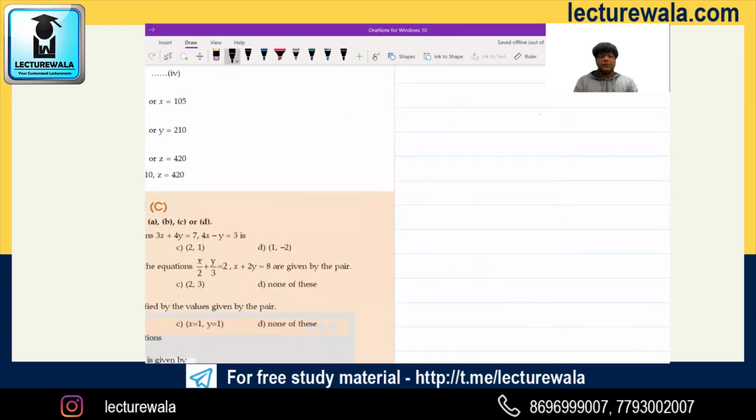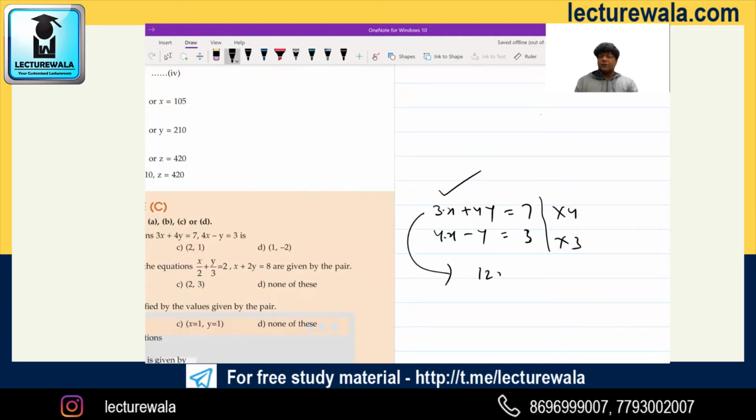I think, okay, let's see. 3x plus 4y is equal to 7. 4x minus y is equal to 3. What do you have to do? If you want to eliminate y, take y's coefficient. If you want to eliminate x, take x's coefficient. For example, I want to remove x. So I will see their coefficients, 3 and 4. Multiply in reverse manner. Multiply this by 4, multiply this by 3. Rewrite. It will be 4 3s are 12x plus 16y is equal to 28. From here, 3 4s are 12x minus 3y is equal to 9.